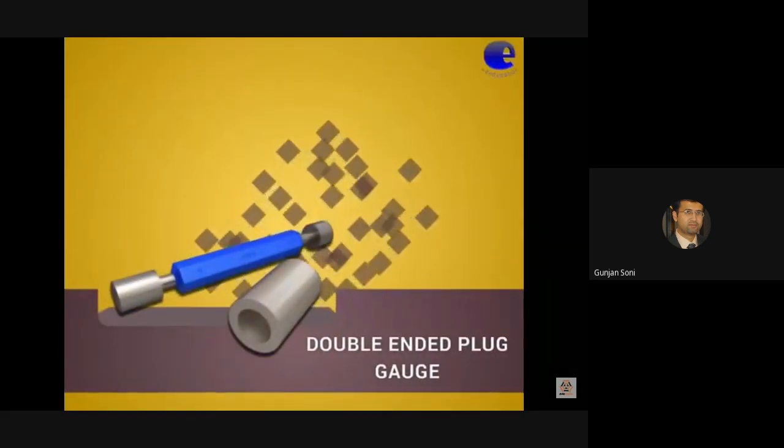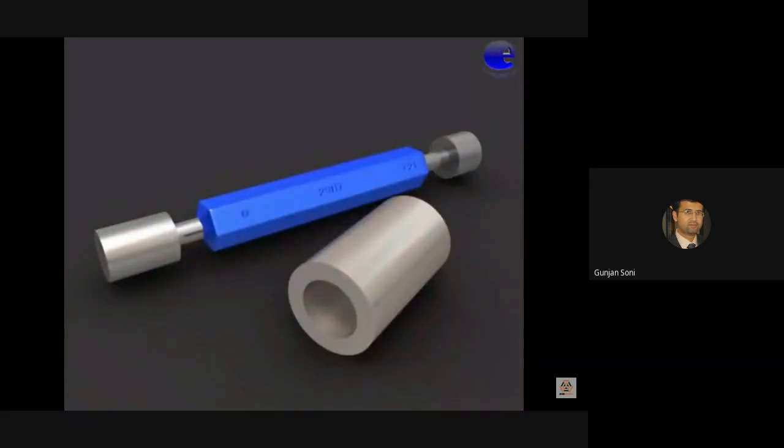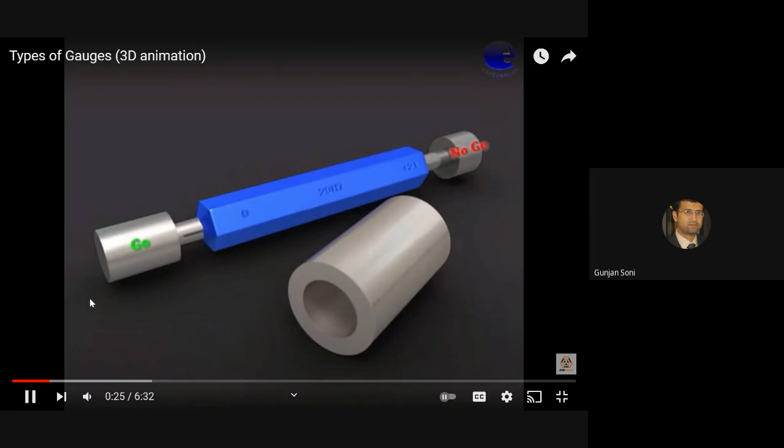Double-ended plug gauge. In this video, we are going to see about double-ended plug gauge. In this type, the go end and no go end are arranged on both the sides of the plug workpiece. I think this is already we have seen. Just a second. This one has already been seen. That video is missing somewhere.